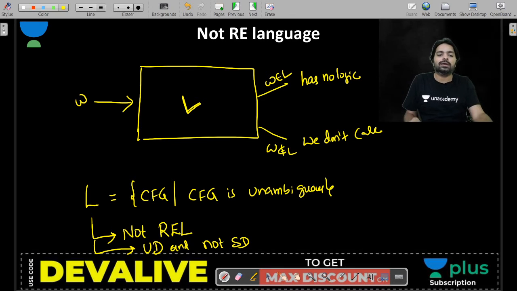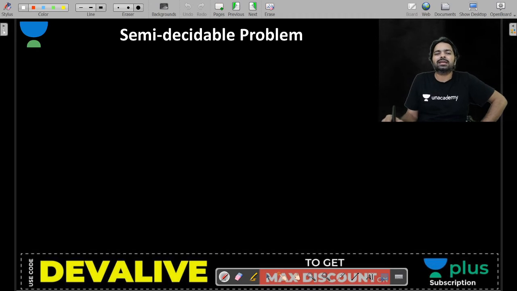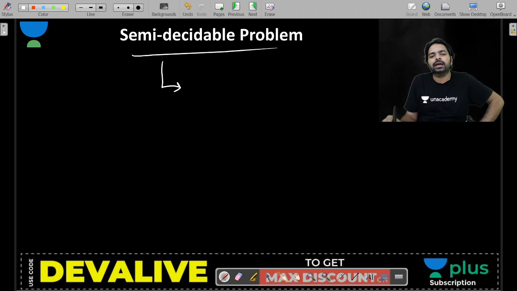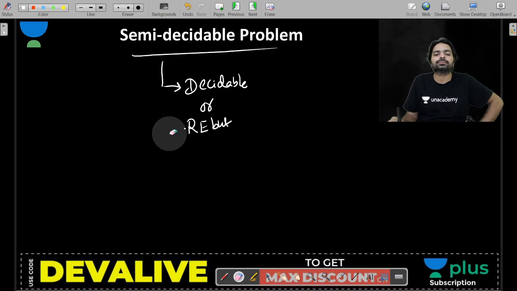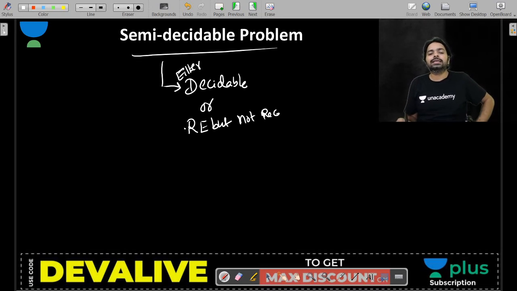Guys, I'm also giving an example, and I want you to understand it now, because in future it will become complicated, and I may discuss a number of problems. Semi-decidable, in the sense, it might be decidable or it might be RE but not recursive. It depends; the problem will decide. Either decidable or RE but not recursive.